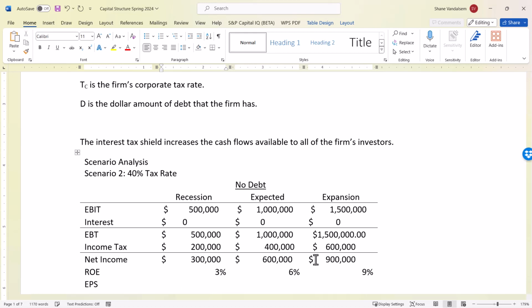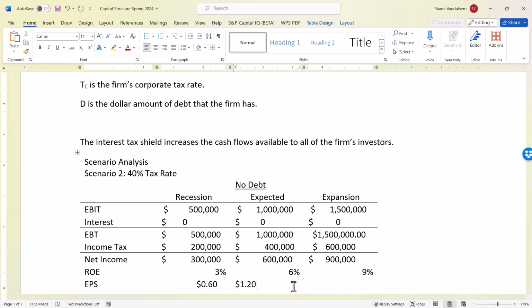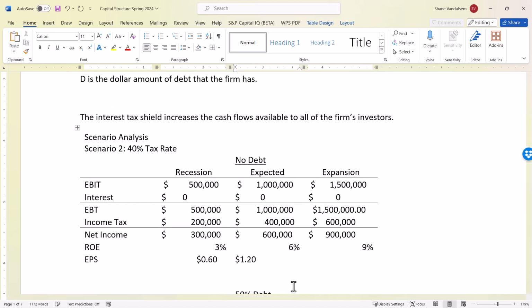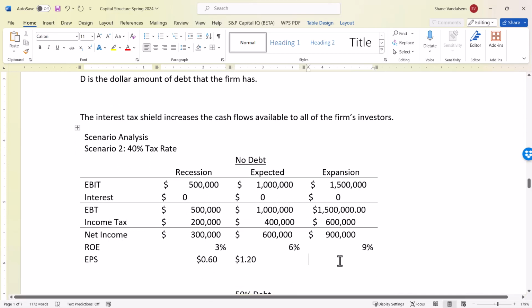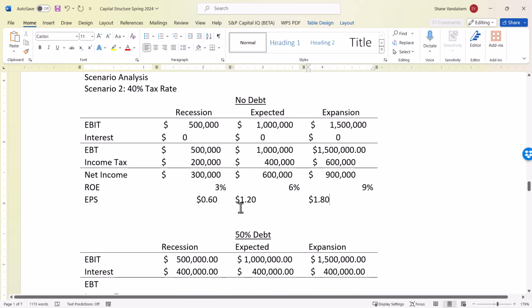So my earnings per share will be 300,000 divided by 500,000. So it would be 60 cents here. In the case of the firm in the expected economy, it's going to be $600,000 divided by 500,000 shares. So that would be $1.20 in earnings per share. And in the last case, it's going to be 900,000 divided by 500,000 shares, or $1.80 per share. So that's the firm without debt.